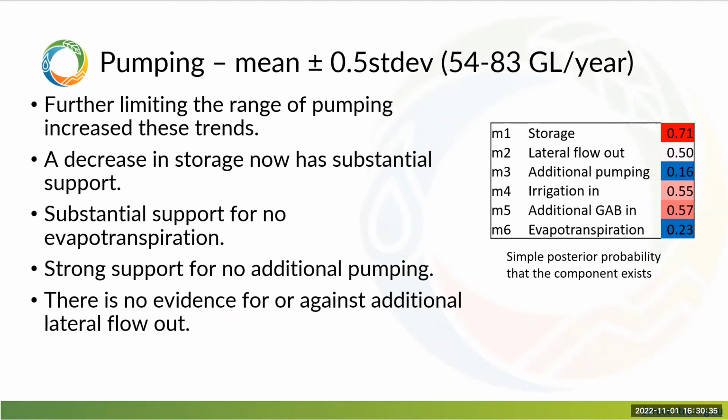Further limiting the range of pumping, so now getting to only about a 30 gigalitre range compared to the huge range we had at the start, decrease in storage now has substantial support. It's definitely saying we're losing water from the storage there. There's substantial support for no evapotranspiration happening and no additional pumping. But having a look at this lateral flow out, there's still absolutely no support either way for anything happening here. I can't say if it's happening or not.